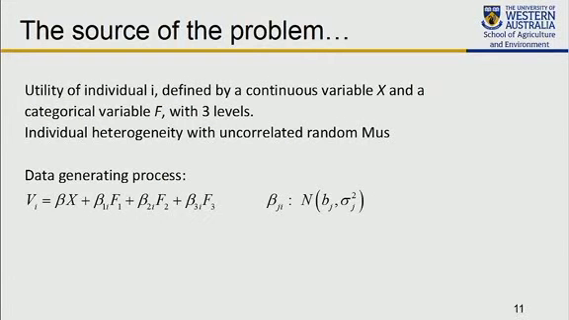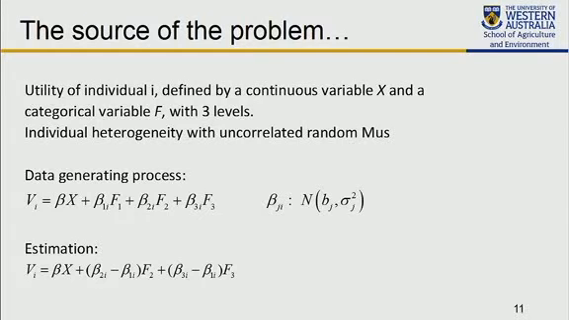Okay, what's the source of this problem? Why does this happen? Let's assume we've got this utility function for somebody. It's got 4 variables: x, which is going to be continuous, and these factor variables, categoricals, f1, f2, f3. They're distributed normally. And let's assume that in the data generating process, these are uncorrelated. So you can't predict anything about my preferences for green cars from information about my preferences for white cars. So at the data generating process, these parameters are uncorrelated.